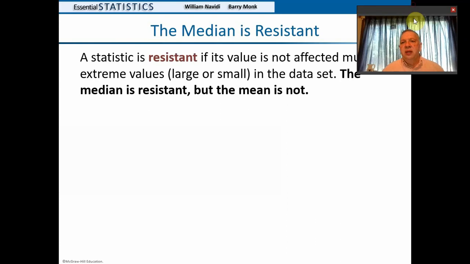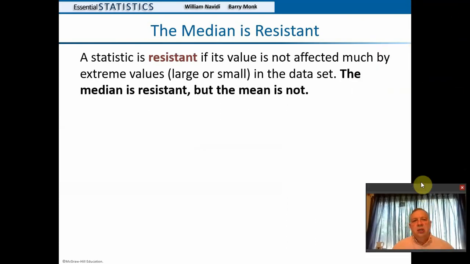So let me pull it down here so we can go over these slides. A statistic is called resistant if its value is not affected much by extreme values, large or small, of the data set. The median is resistant, but the mean is not. So I would use the median. The median is a better measure of center if we have something like payroll.